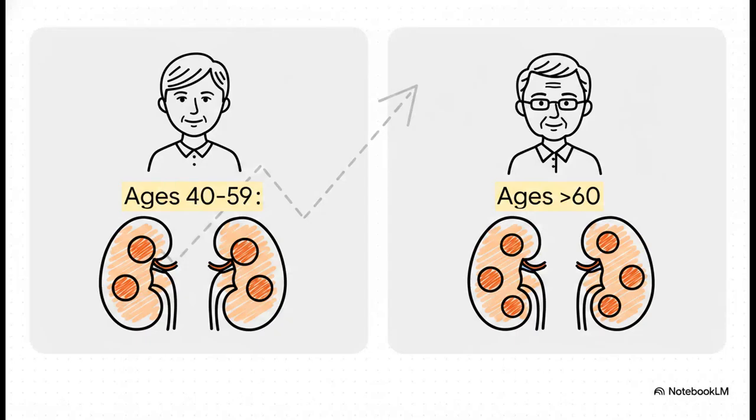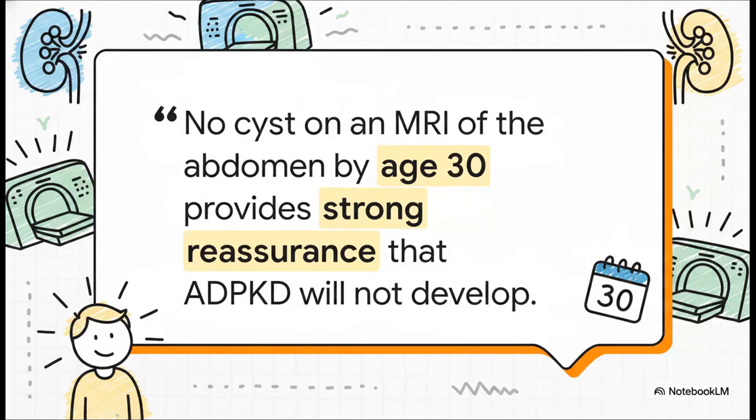Now watch what happens as people get older. For the 40 to 59 age group, the criteria gets stricter. You now need to see at least 2 cysts in each kidney. And for those over age 60, the bar is even higher, at least 4 cysts in each kidney. This progressive increase in the required cyst burden is absolutely critical to avoid overdiagnosing the condition in people with age-related simple cysts. But what if you need to rule the disease out?